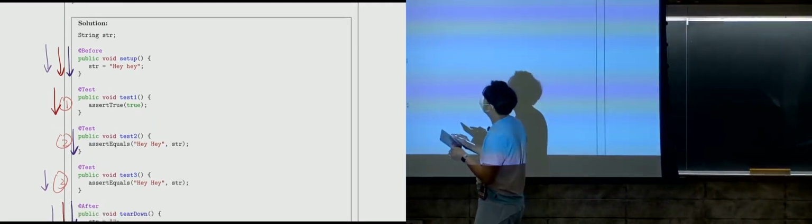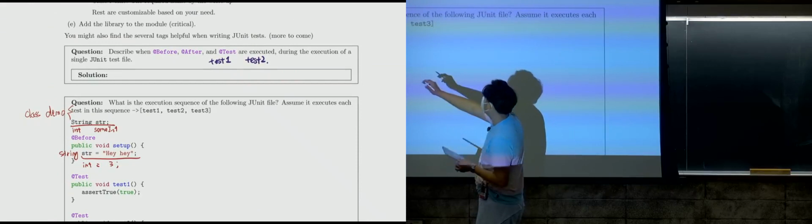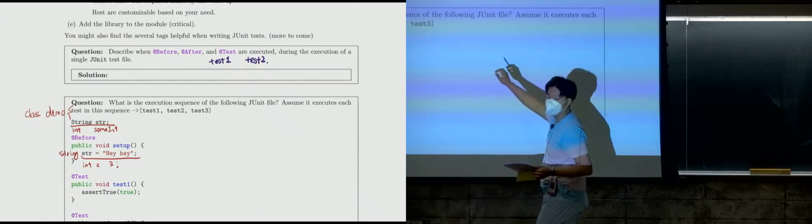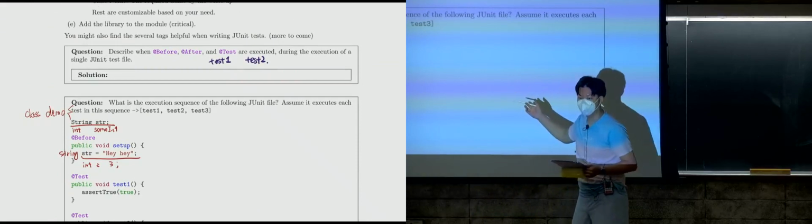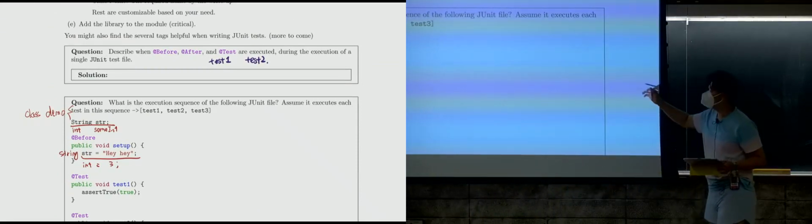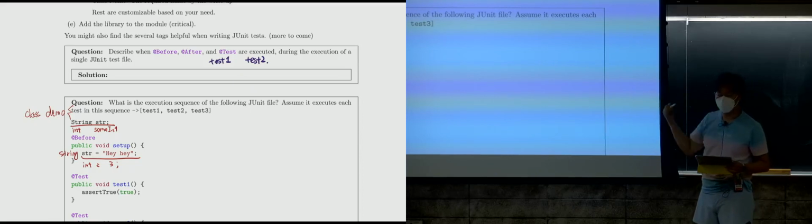This is based on the assumption that test is run in this sequence, test 1, test 2, test 3. It could be random, but it's just for demo purposes. The important thing is that each test has a pair, before and after.